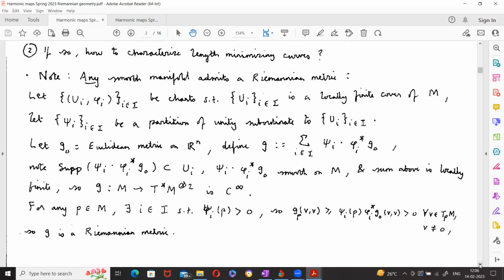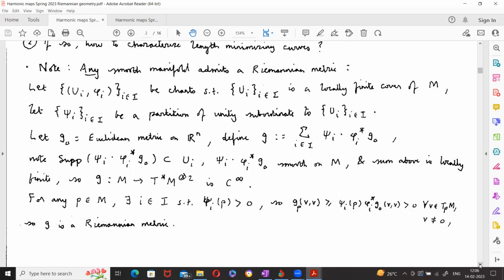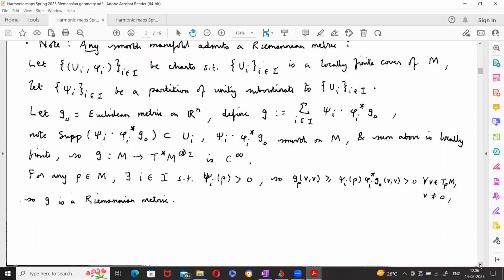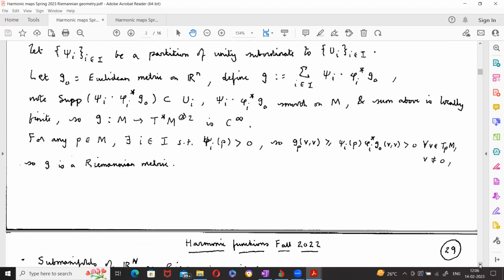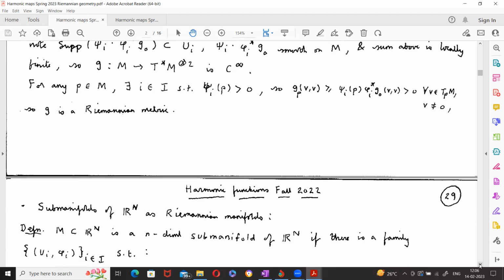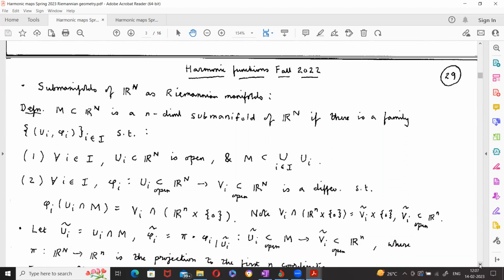Okay. Therefore any smooth manifold admits a Riemannian metric. So having a Riemannian metric is not a restrictive condition. Any manifold becomes a Riemannian manifold, and so you can make it a metric space also, by defining the distance as we did earlier.